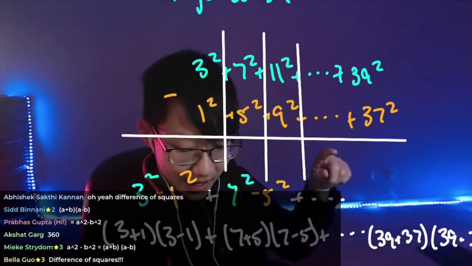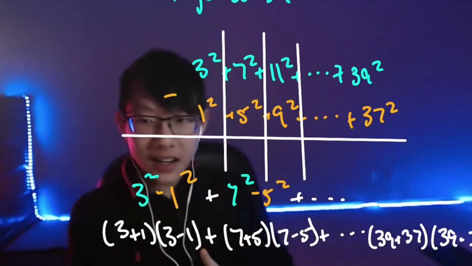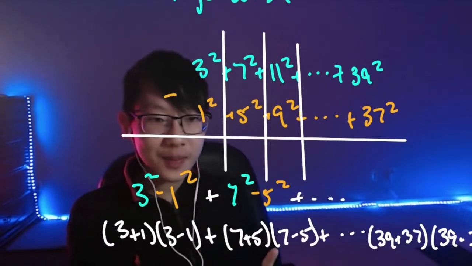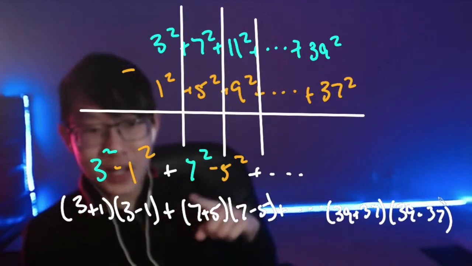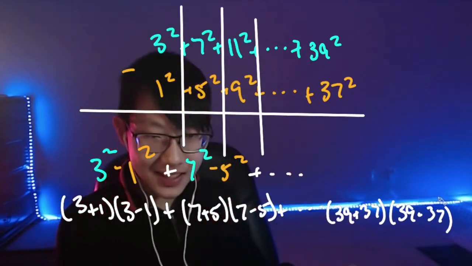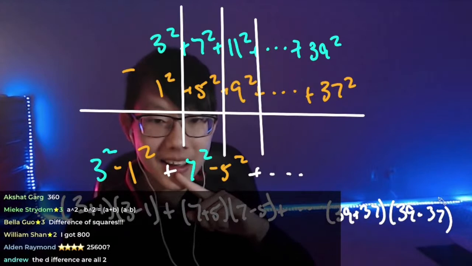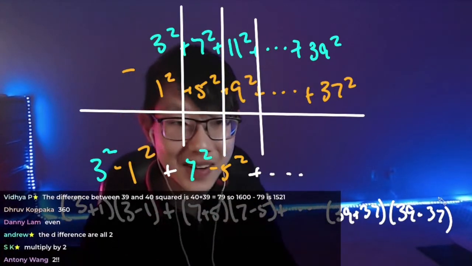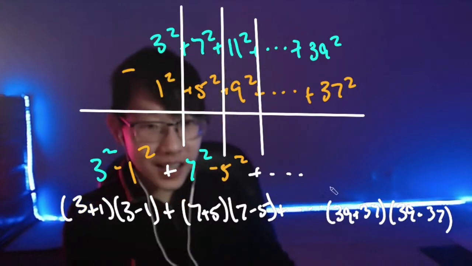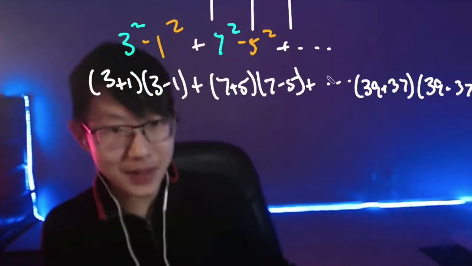Here's the thing. What do you guys notice about, they're odd numbers, right? So when I subtract them, is there something consistent going on between 3 minus 1, 7 minus 5, 39 minus 37? Yes, perfect. Andrew says the difference is all 2, right? Awesome. Everybody's saying 2. So they're odd numbers, which means the difference between them is just going to be 2.